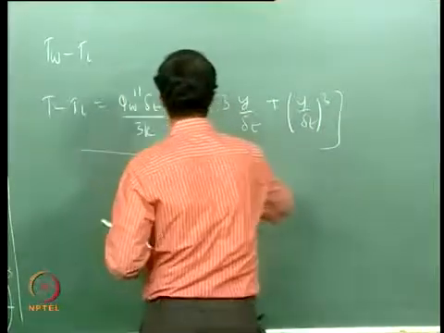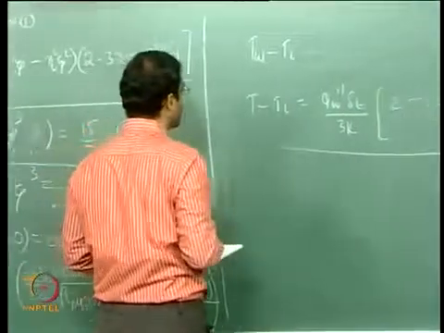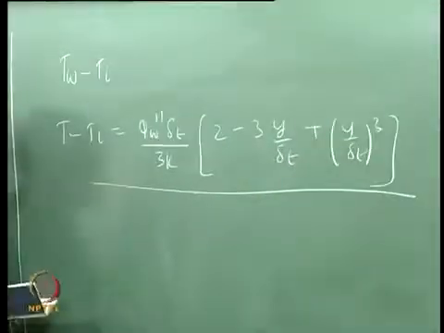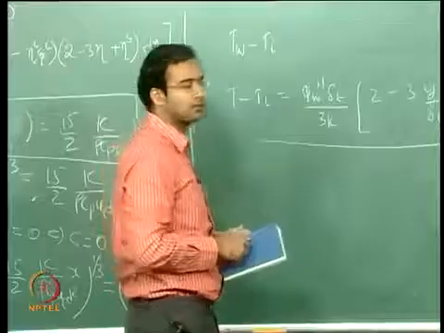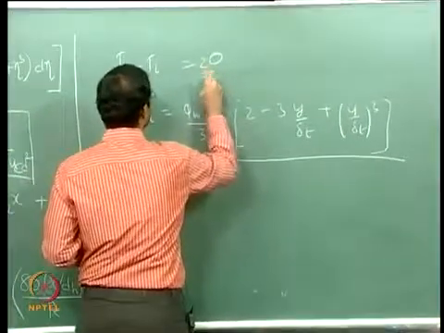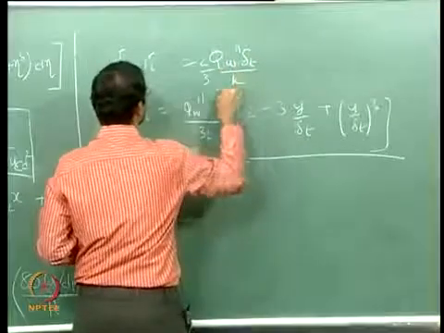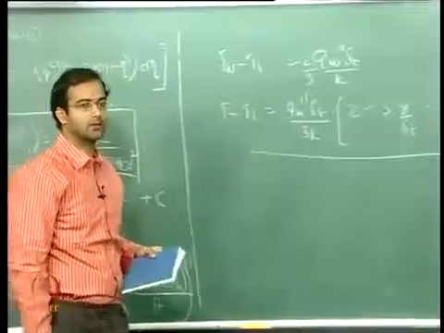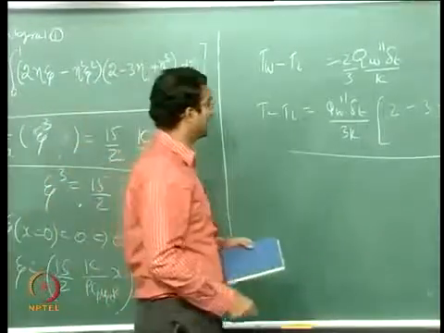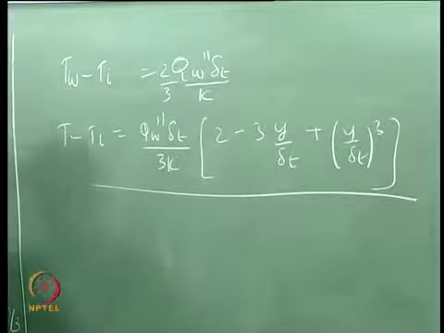So this was my temperature profile, the cubic temperature profile. Now from here I can calculate T wall minus Ti, that is at y equal to 0. That is 2 by 3 q wall double prime delta T by k, right, the other two terms are 0. And I can also calculate my mean temperature.